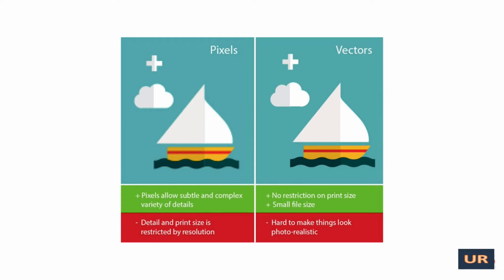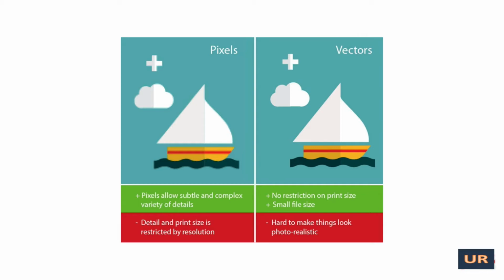So to summarize the difference between working with pixels and vectors, the main advantage of vector design is that there is no restriction on print size, so all the graphics are resolution independent, and your file size will always be quite small compared to a raster image. The only real disadvantage of vector images is that it's hard to make things look photorealistic. That's why it's mainly used for illustrations.